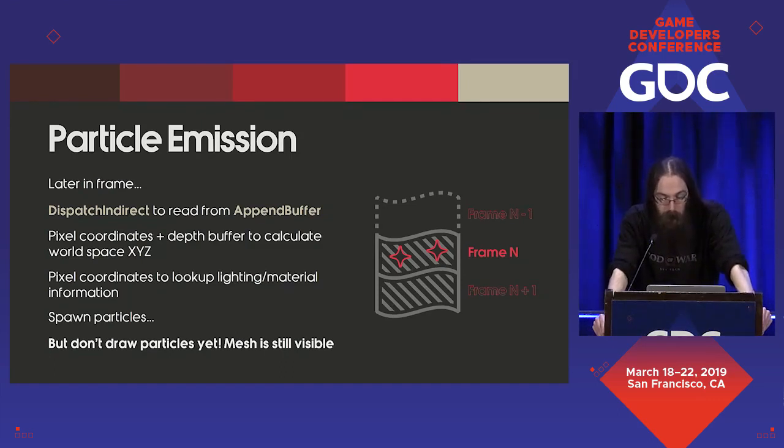But make note, the particles we're spawning in this frame are definitely not to be drawn this frame. The reason being, the mesh is still visible. There's no point drawing particles on top of the mesh, since the mesh fragments are supposed to turn into the particles.